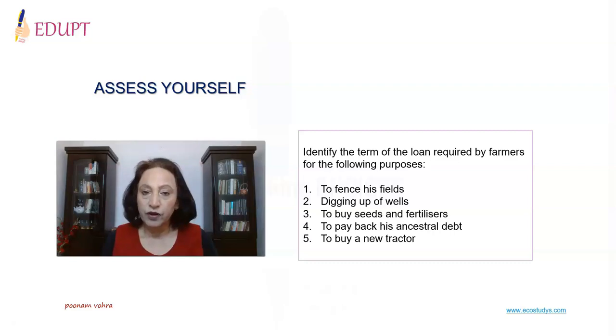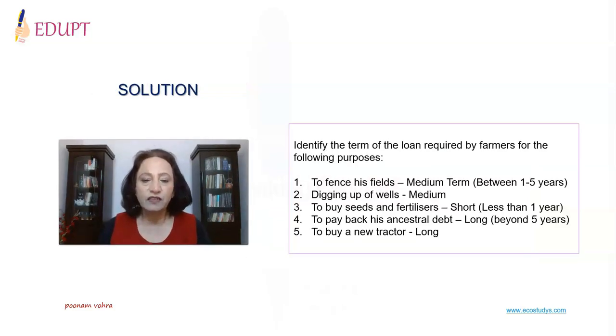2. For digging up of wells. 3. To buy seeds and fertilizers. 4. To pay back his ancestral debt. And 5. To buy a new tractor. Now answer these. Please check your answer.